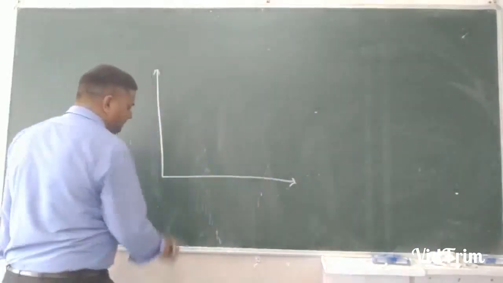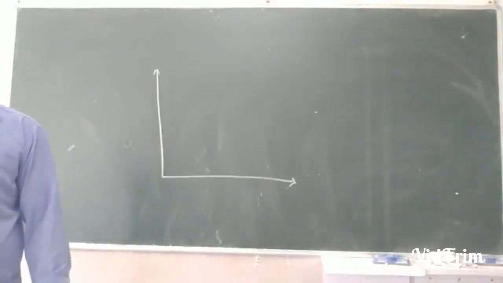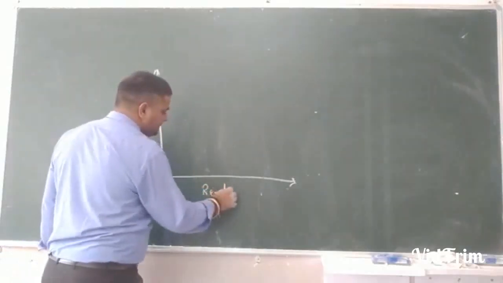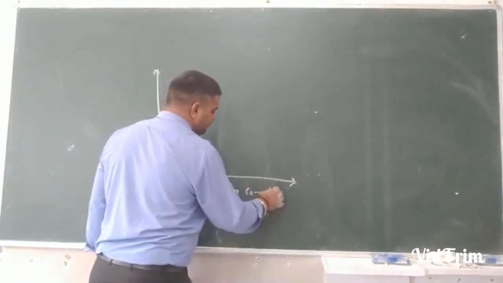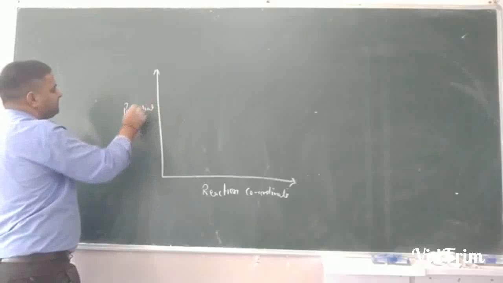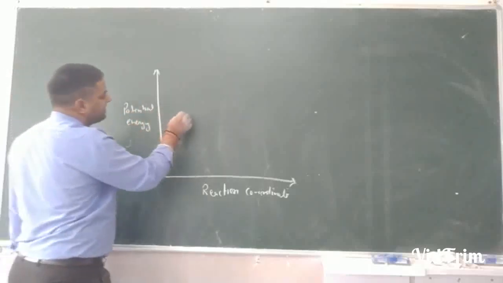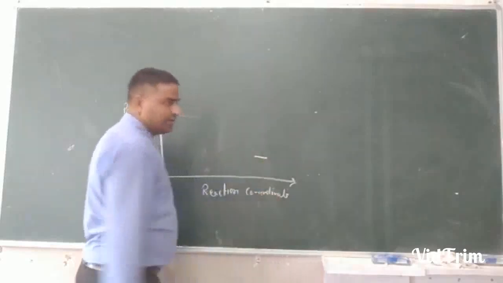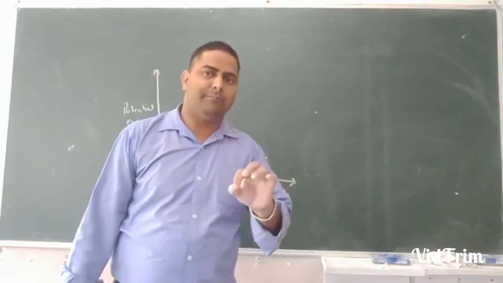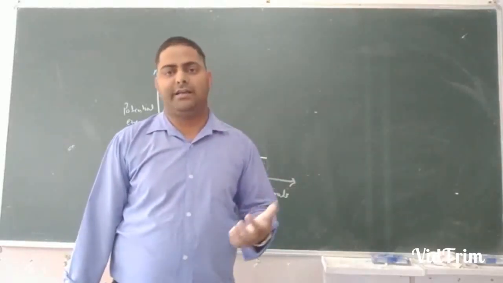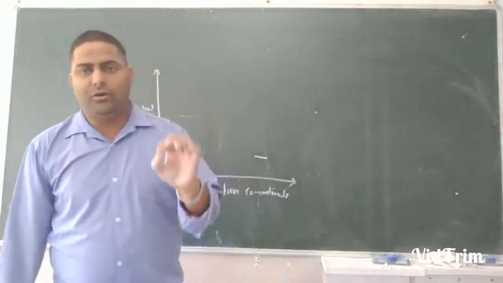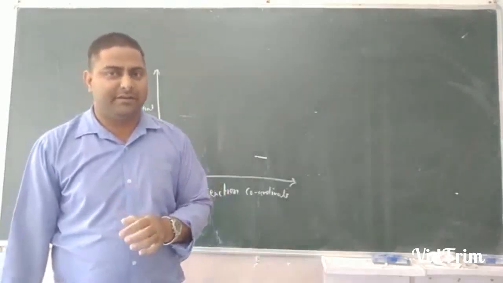So let us see a graph. We have a very simple graph between potential energy and reaction coordinates. This is reaction coordinates versus potential energy. This is reactant and this is product. We know that a substance or the reactant reacts to form product. Reactants are always of high energy and the product should be of lower energy, because lower energy leads to stability.